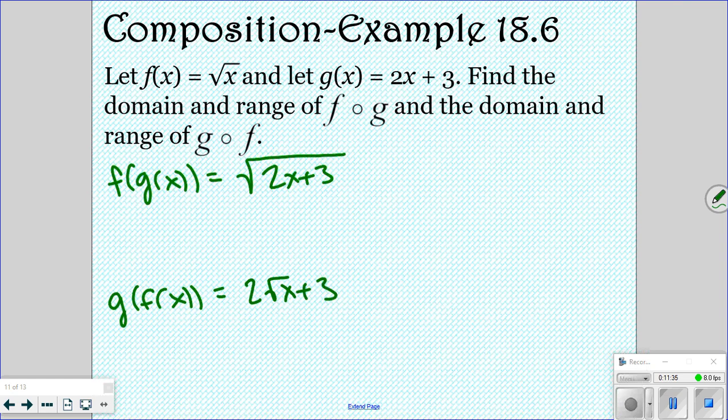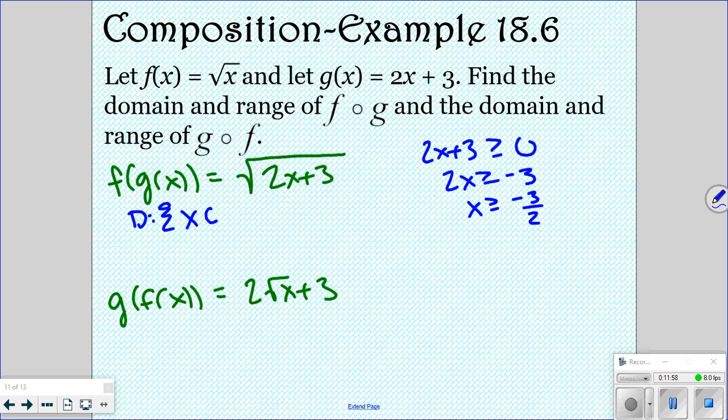Okay, so for the domain of this one, 2x plus 3 is always going to have to be a positive number, or 0, so greater than or equal to 0. So 2x has to be greater than or equal to negative 3. So x would have to be greater than or equal to negative 3 over 2. So your domain is x is in the reals, such that x is greater than or equal to negative 3 halves.